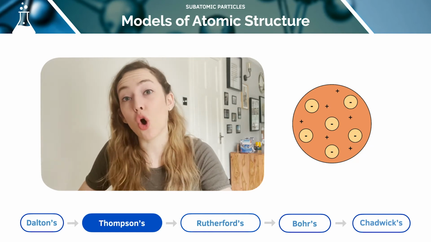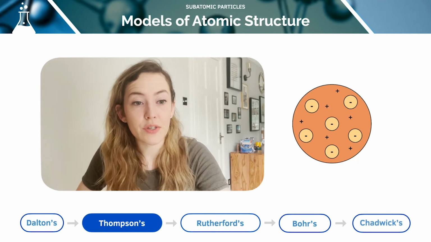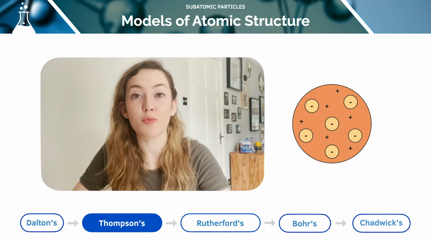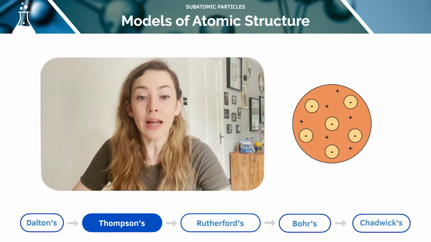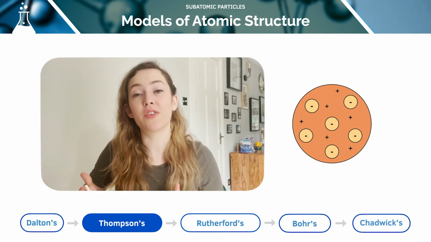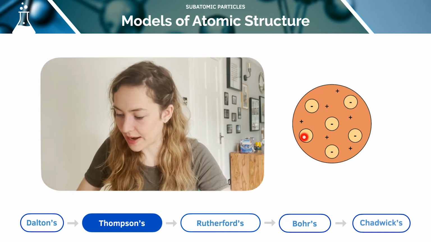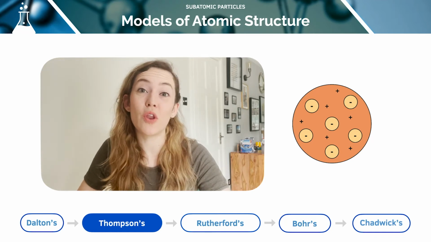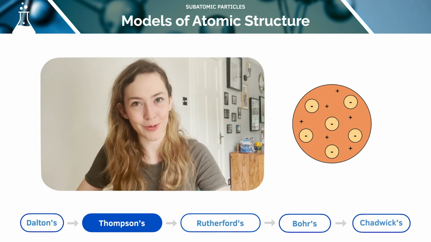But if we have a look at Thomson's model, that's slightly different. Thomson said atoms consist of negatively charged particles, the electrons, embedded in a sea of positive charge. So there are my electrons in my sea of positive charge. And of course, this is also known as the plum pudding model.